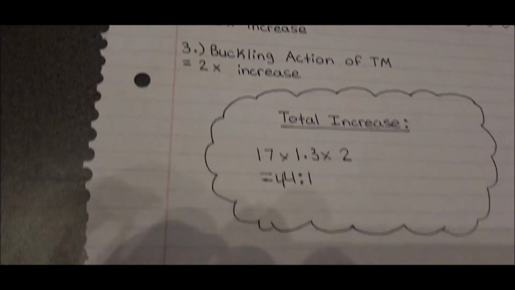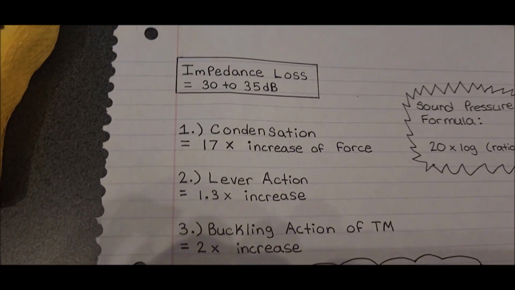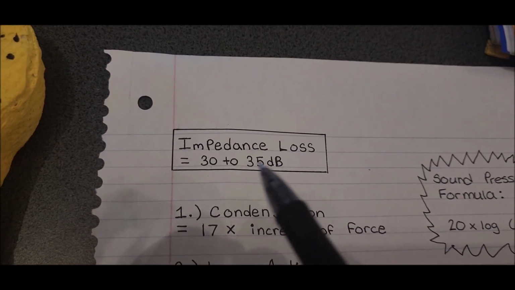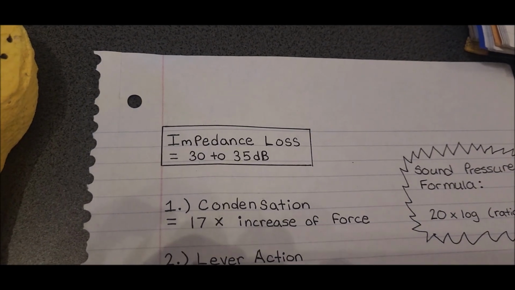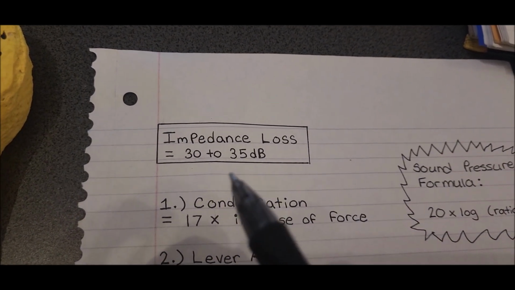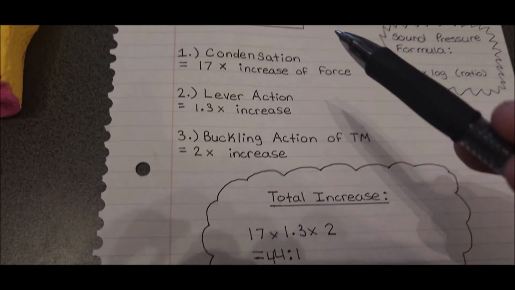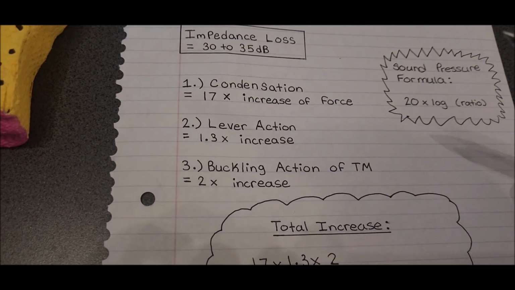So this is essentially overcoming our impedance loss. We lose a little bit in the upper edge there, but it's a range. So we're pretty much entirely getting over that impedance loss thanks to these three methods from the middle ear system.